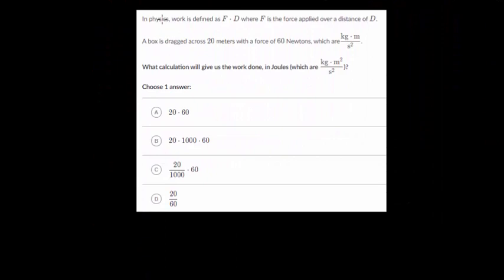So another physics type problem. In physics, work is defined as force times distance, where F is the force applied over a distance d. Certainly a familiarity with physics helps with these problems, but you don't need it because you're given all the information that you'll need in the problem. So I'm going to call work W, since that's usually what we use. And so W is force times distance d.